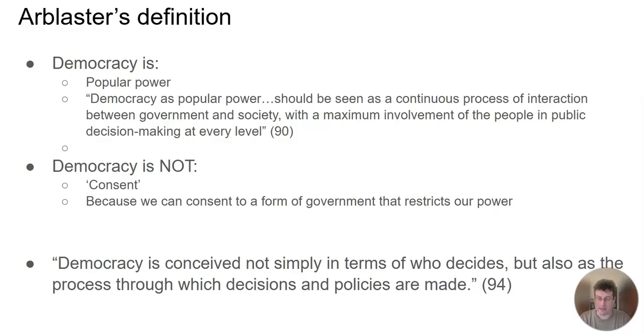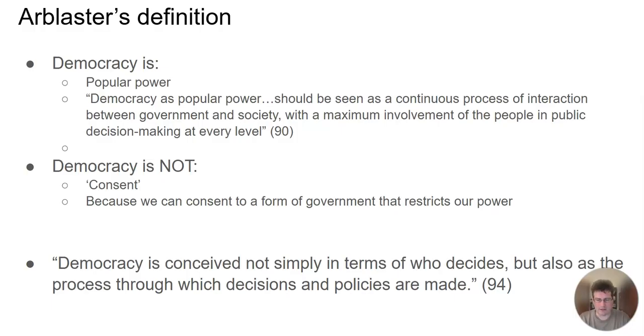This is really important, right? Oftentimes you can kind of read Dahl and say, well, government is about consent. You're consenting to representatives, things like that. Arblaster wants us to think in a very different way, because we can consent to a form of government that restricts our power, right? We can consent to a non-democratic system. We can consent to an authoritarian leader. Arblaster thinks that that's actually a violation of democracy, right? So in a way, he's saying, we can democratically renounce democracy, but that's a dangerous thing, right?